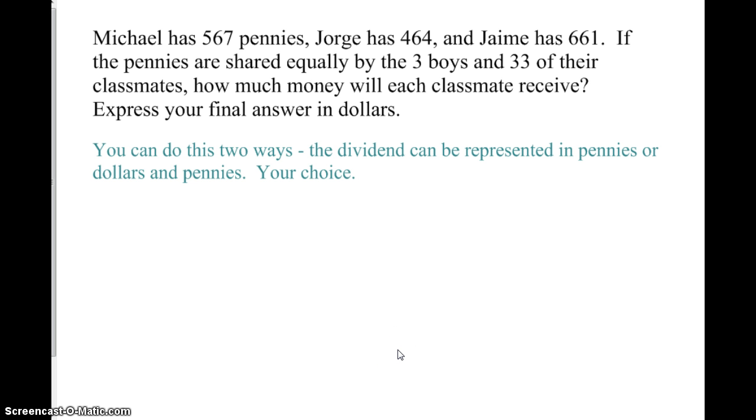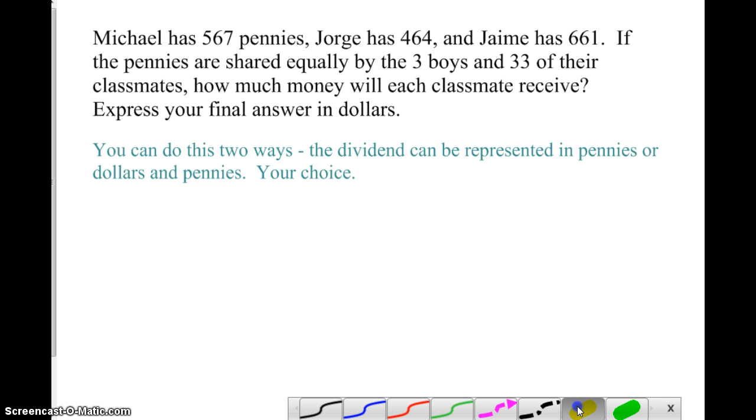Okay, so here is our first word problem. Michael has 567 pennies, George has 464, and Jamie has 661. If the pennies are shared equally by the three boys and 33 of their classmates, how much money will each classmate receive? Express your final answer in dollars.